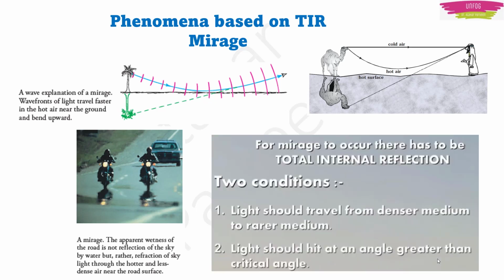Now, as I told you, the two important conditions for which total internal reflection occurs are required for the mirage to occur also, because it is an application of total internal reflection, or it is a phenomenon which is based on total internal reflection.